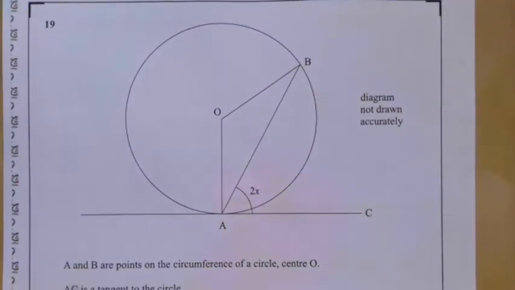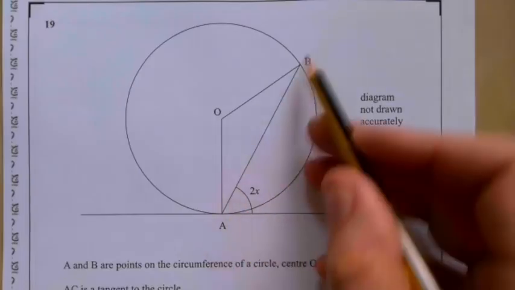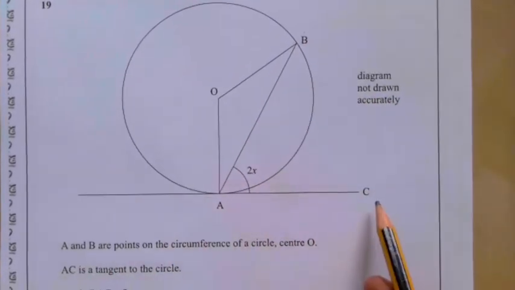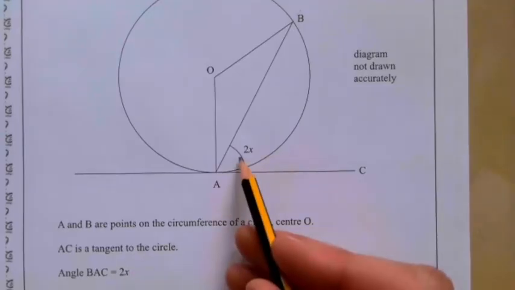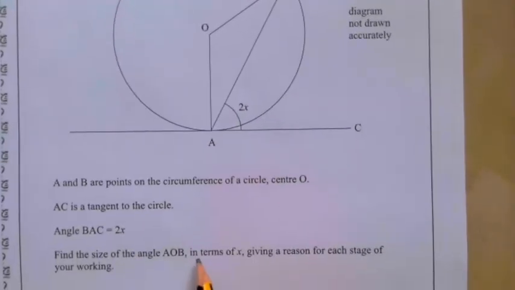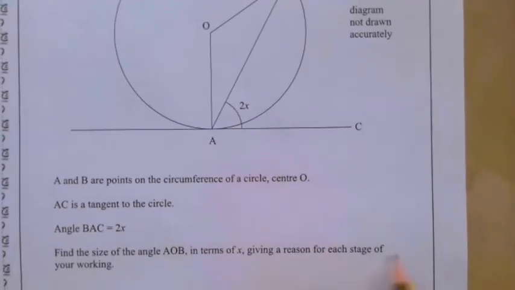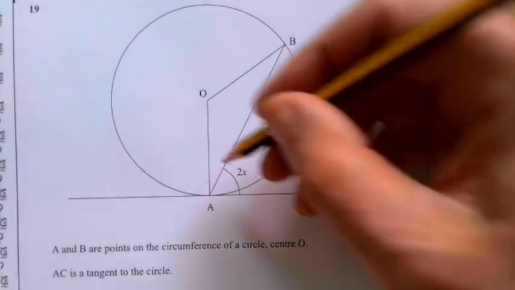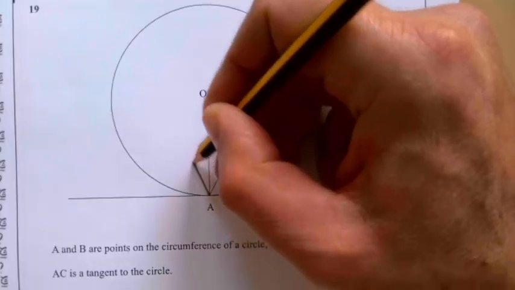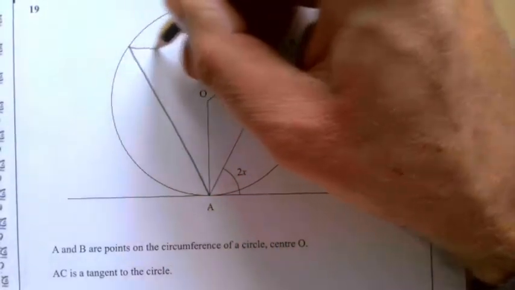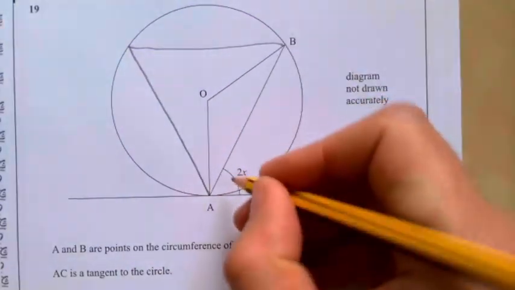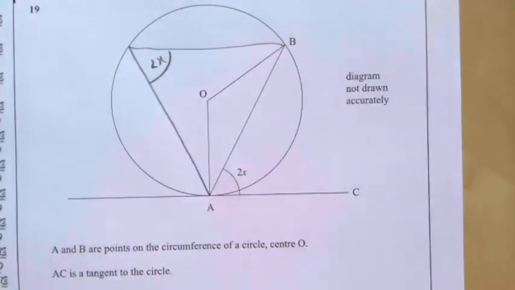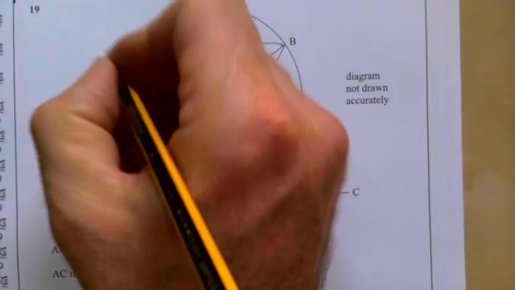Okay, question 19. A and B are points on the circumference. AC is a tangent, that's okay, and BAC is 2x. Find the size of angle AOB in terms of x, giving a reason for each stage of your working. Kind of an awkward one here, but we need to actually add a couple of lines in. And if we add in this here, then the alternate segment theorem tells us that this angle here is equal to this angle here.